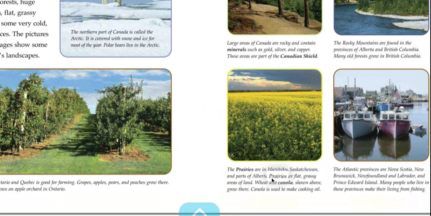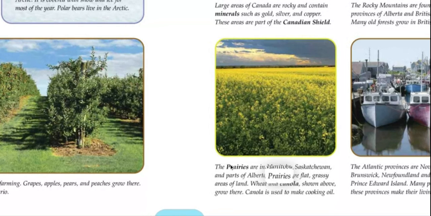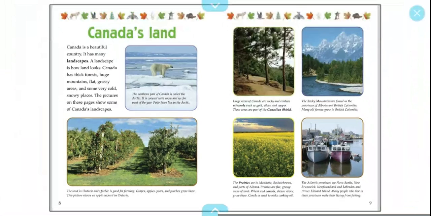Prairies. So prairies are in Manitoba, Saskatchewan, and parts of Alberta. And prairies are flat, grassy areas of land. Wheat and canola, shown above, grow there. Canola is used to make cooking oil. Saskatchewan's specialty is actually canola oil. You can find canola, the plant. There are many canolas growing in Saskatchewan.